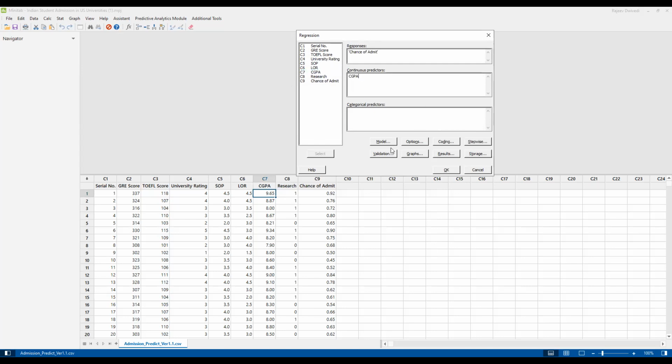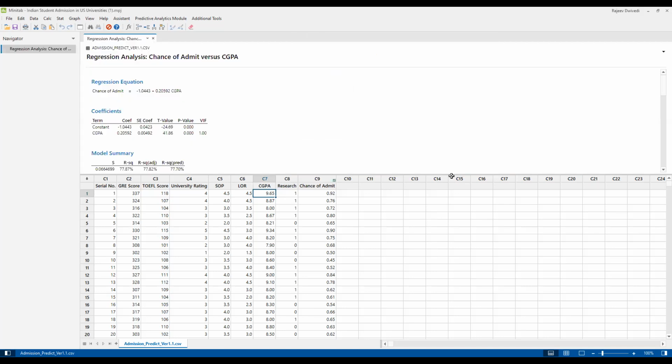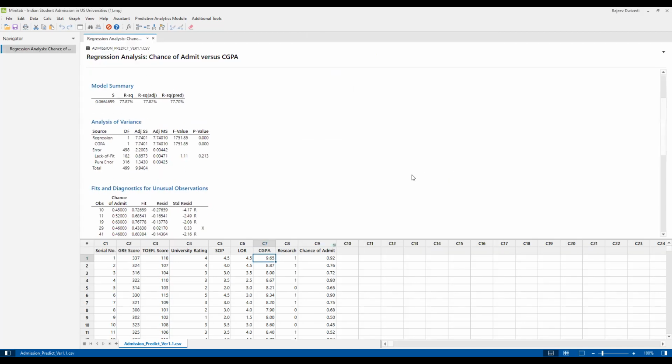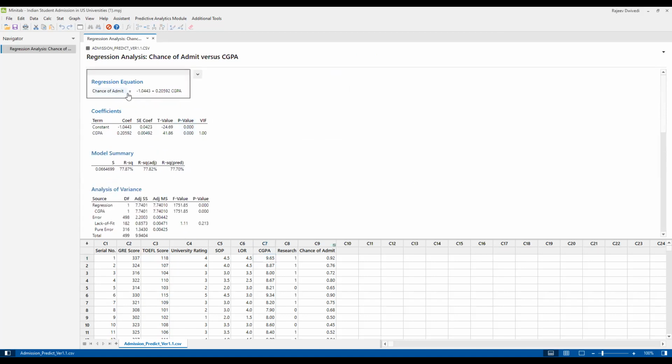Now here you have the numbers. This is your chance of admission, and we got the equation. This is our intercept. This is 0.209, this is the slope. So we got our equation for chance of admission.